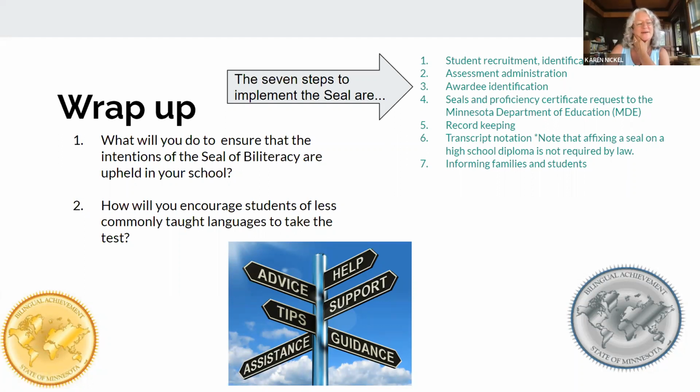Yes. Thank you. So we leave you with these two questions to reflect on. What will you do to ensure that the intentions of the Seal of Biliteracy are upheld in your school? And how will you encourage students of less commonly taught languages to take the Seal of Biliteracy test?